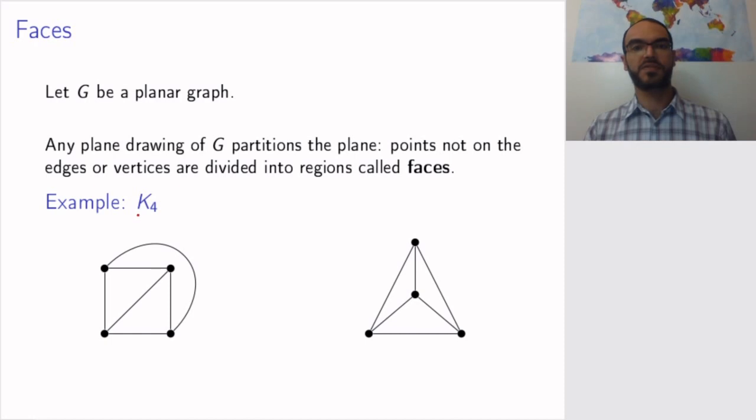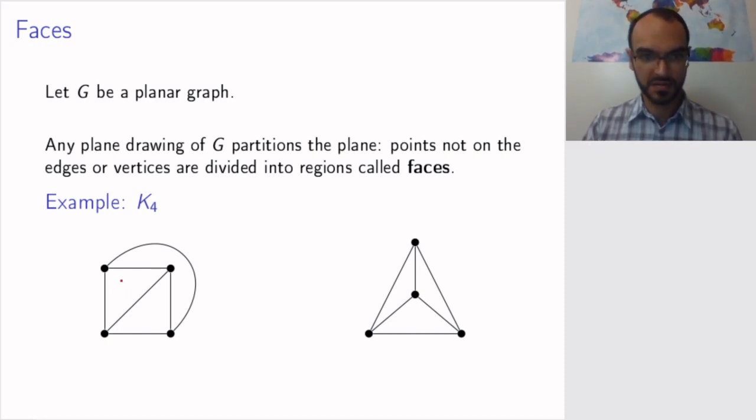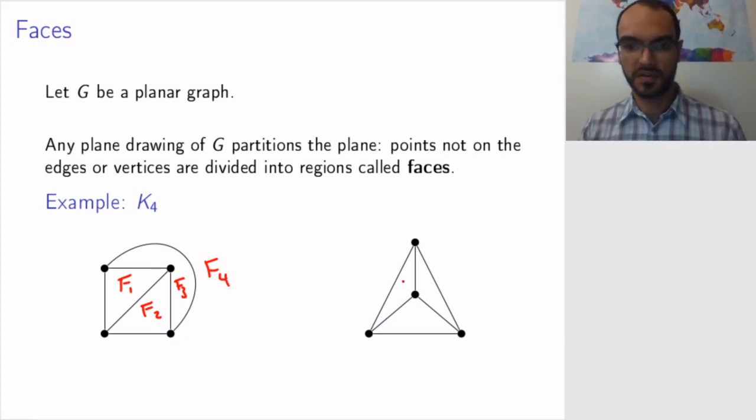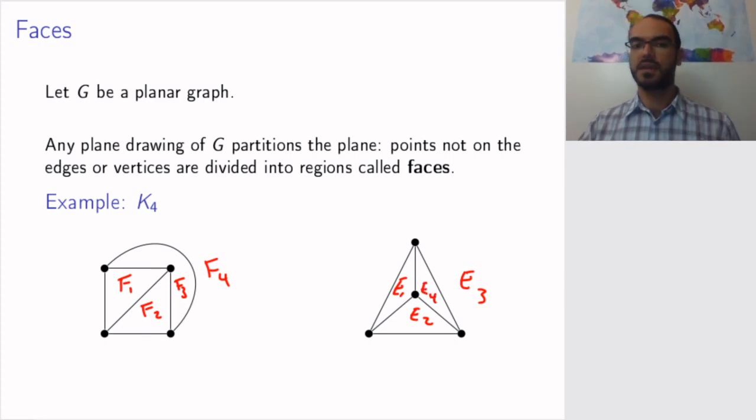So, for example, we saw last time that the graph K4 has these two plane drawings, among others. And so you can see the bounded regions here. This is a consequence of the Jordan curve theorem somehow, that you have regions here, F1, F2, F3, and F4. And if you draw a different drawing, then you have other regions, say E1, E2, E3, and E4. So the point is that these are the regions consisting of all the points in the plane that do not sit on an edge or a vertex.